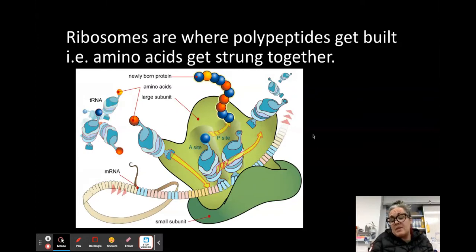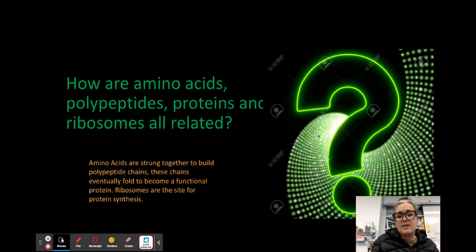So the ribosome is an organelle that is specifically involved in building a string of amino acids into a polypeptide, but then the polypeptide is going to fold in on itself just because of the structure that it has, in terms of what order those amino acids are put together in.